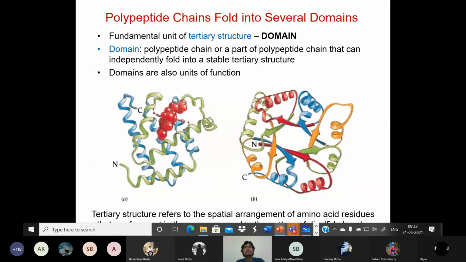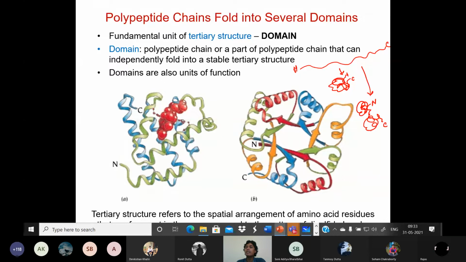Polypeptide chains fall into several domains. This domain term is not new to you. If this is one linear chain of polypeptide, N and C, after folding the protein can be something like this, a complex structure. This is the N terminus, this is the C terminus. As I told you, we have more than 1 lakh proteins, so there are many defined types of fold and conformation present. Or it can be something like this. Here N terminus, here C terminus.